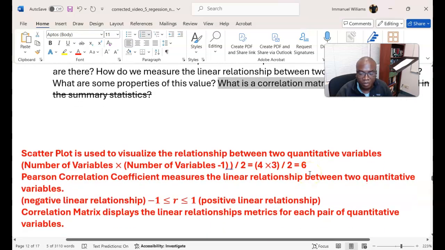All right. So not relationship, linear relationship. It measures the linear relationship. All right, so I think that's it. I already said the answers.